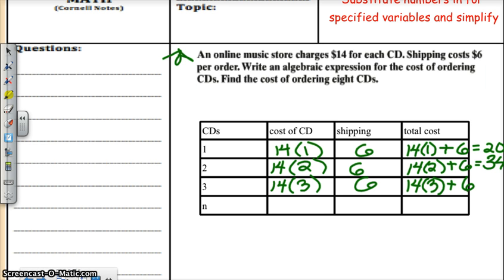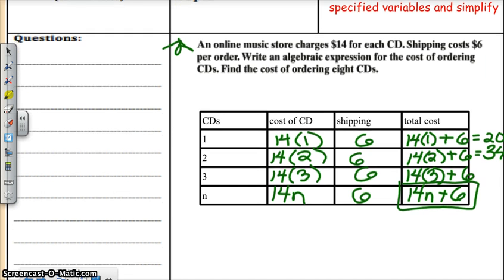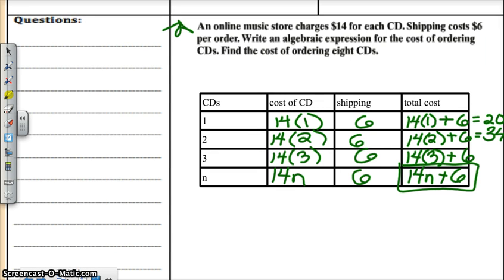The next one, for n CDs, well, it's going to be 14 times how many CDs I got, and the shipping. So my total cost would be 14 times how many CDs I get plus my shipping fee. That's my final equation. Notice that what changes constantly is the amount of CDs. Instead of figuring that out myself, instead of the numbers, I just put the variable.